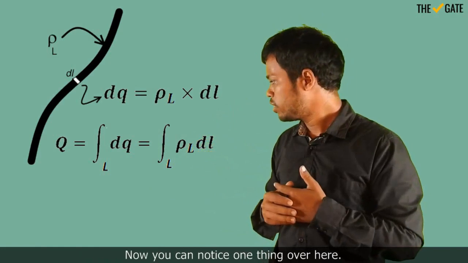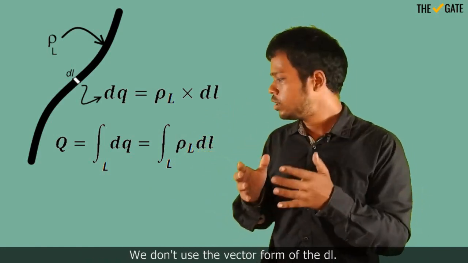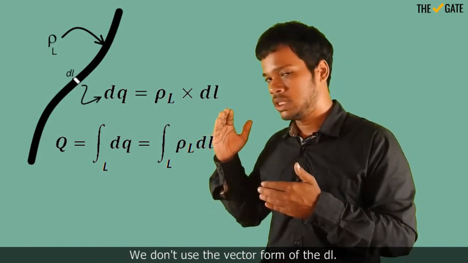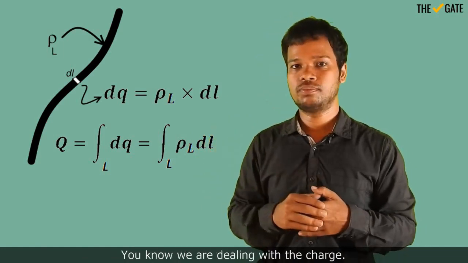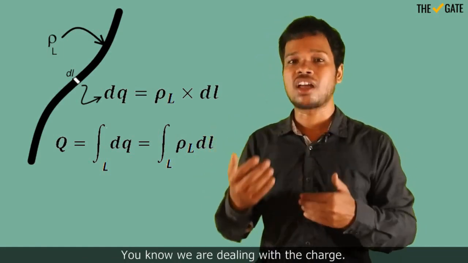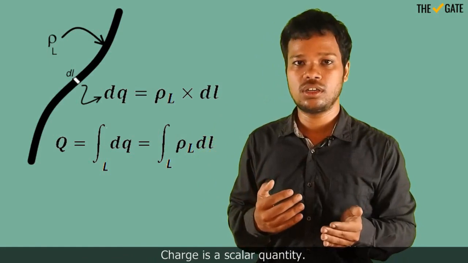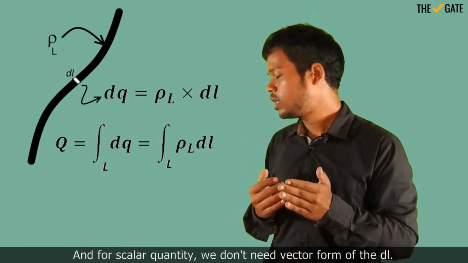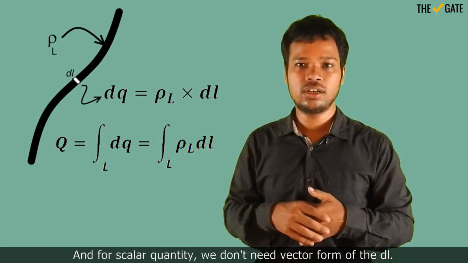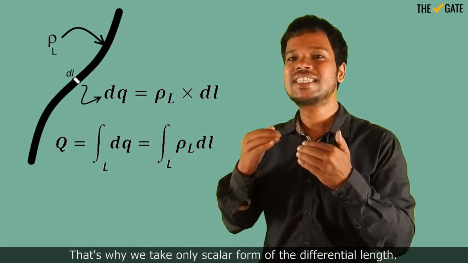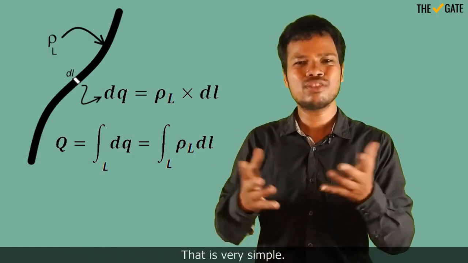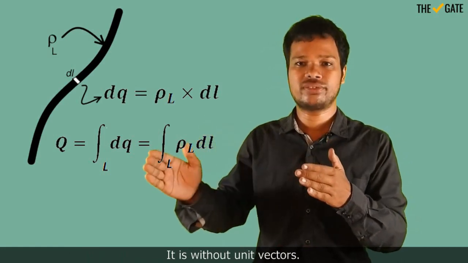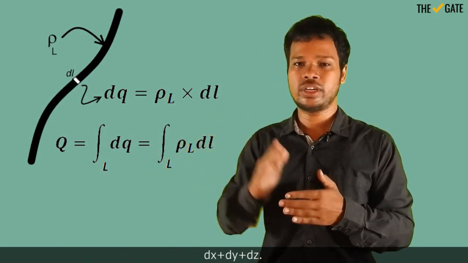Now you can notice one thing over here. We don't use the vector form of the dl. You know, we are dealing with the charge. Charge is a scalar quantity, and for a scalar quantity we don't need the vector form of the dl. That's why we have taken only the scalar form of the differential length. That is very simple. It is without unit vectors. It is dx plus dy plus dz.